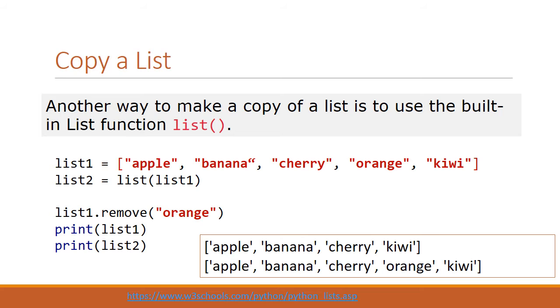And then again, if we test it by removing an element in list 1, we print list 1, orange is missing, but we print list 2, and orange is still an element of list 2. This again is an example of a deep copy.